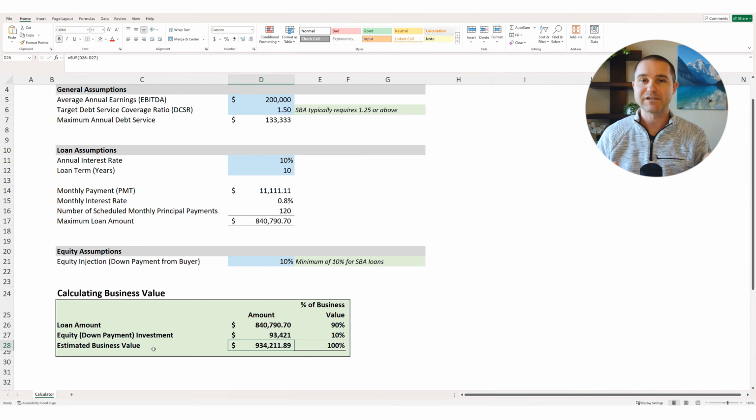So a handful of moving parts here, but I wanted to walk through those and help you think through the different scenarios and how the lender is going to be looking at this.